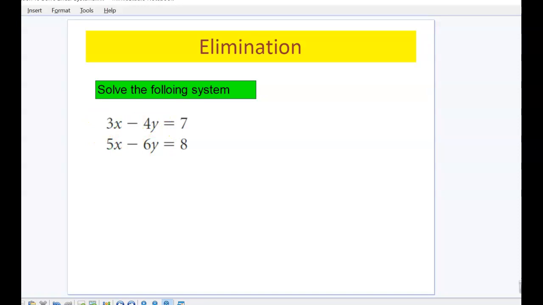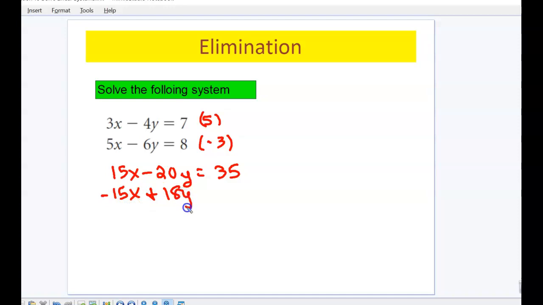With this question, I'm going to try and get the same number in front of my x term and the opposite number in front of the x term in the second equation. To do so, I'm going to multiply the top row by 5 and the bottom row by -3. If you notice, 5 is the term in front of the x term in equation 2, and 3 is the term in front of my x term in equation 1. So if I multiply by 5, I get 15x minus 20y equals 35. If I multiply by -3, I get negative 15x plus 18y equals negative 24.